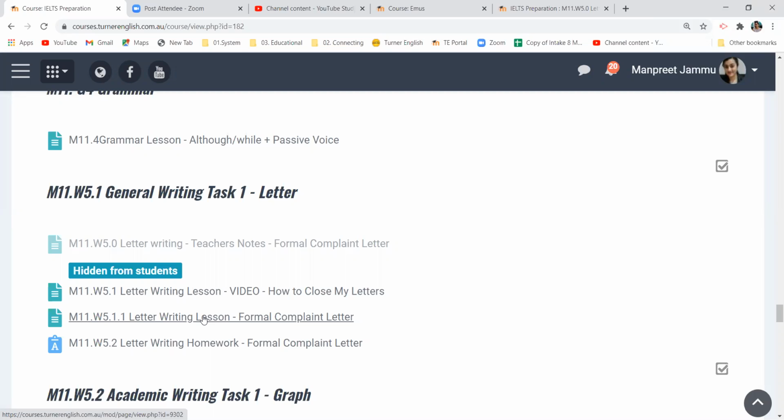Steps. How many steps are there when we write a letter? Not sure about the steps, sorry. Okay, no problem. It's okay. Does anyone know how many steps there are and what they are? 8 steps.